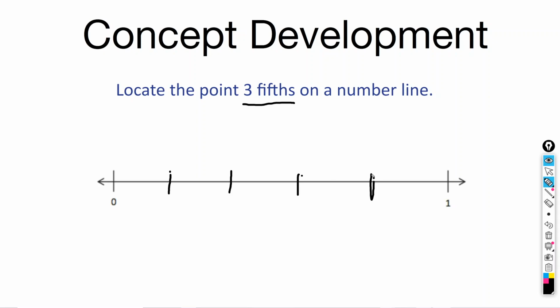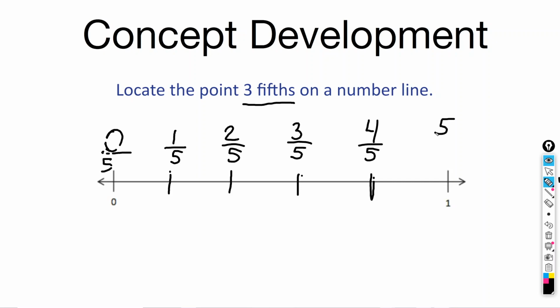I'm going to label each of those marks. First, I have 0 out of 5. Next point, I have 1 piece out of 5 pieces. 2 out of 5 pieces, which is 2/5. 3 out of 5 pieces, 3/5. 4 out of 5 pieces, which is 4/5. And 5 out of 5 pieces, or 1 whole, 5/5.